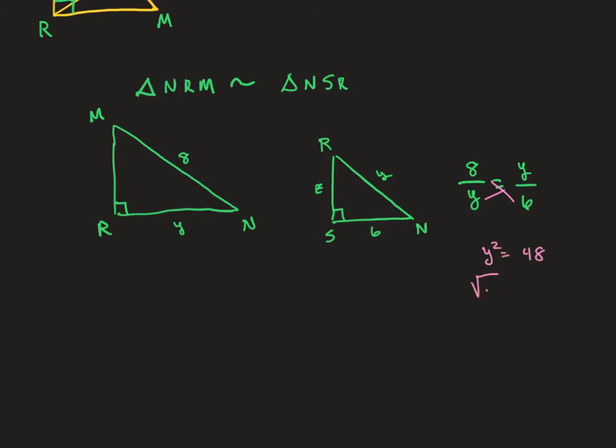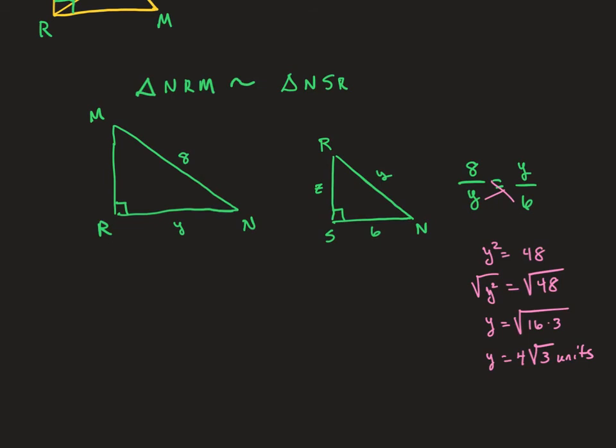And then in order to find y, I find the square root. To find the square root of one side, I must find the square root of the other. So y is going to be equal to the square root of 16 times 3, or y is equal to 4 times the square root of 3. And that's, of course, units, and that is using that similarity property from earlier.